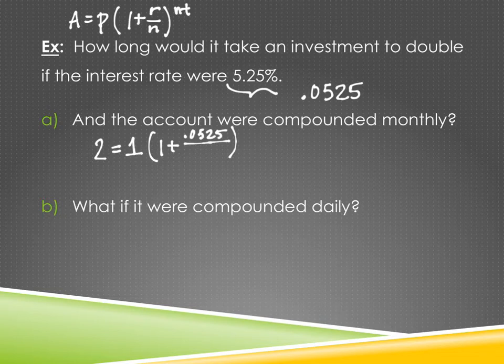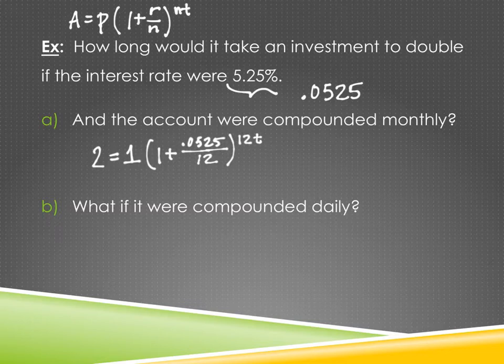N is the number of compoundings. This one says compounded monthly. So how many times is that? 12. On the outside of this equation is 12, again for the N, and T for time, because that's what we in fact don't know. We're trying to figure out how long it takes in years to do that. So T is unknown. So if you take a look at this, everything's filled in except for T, right?